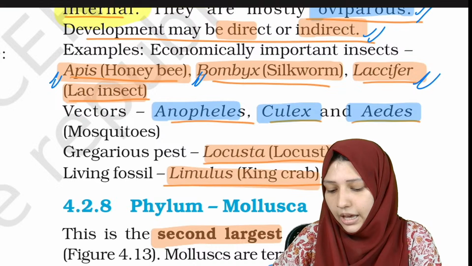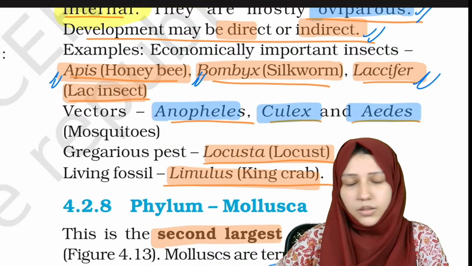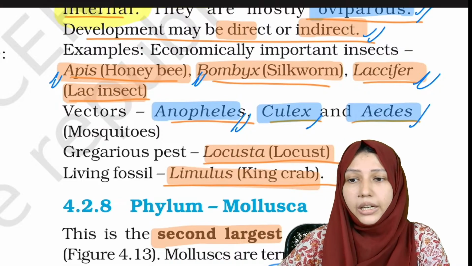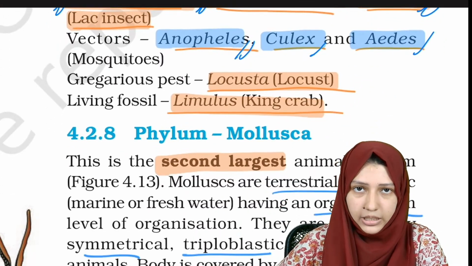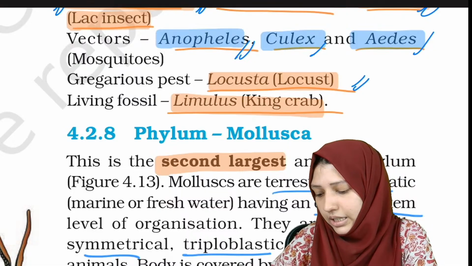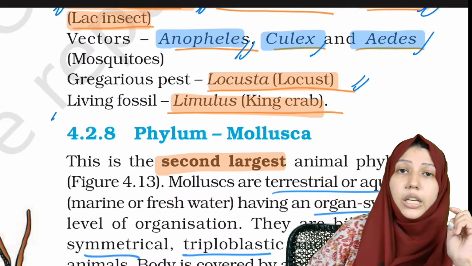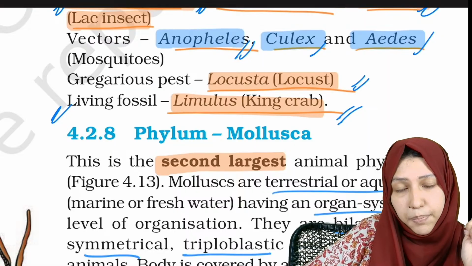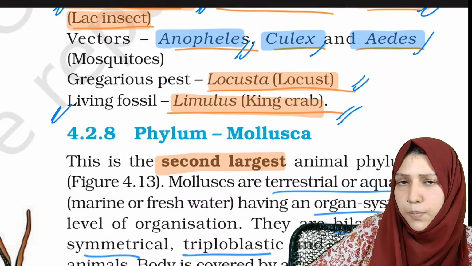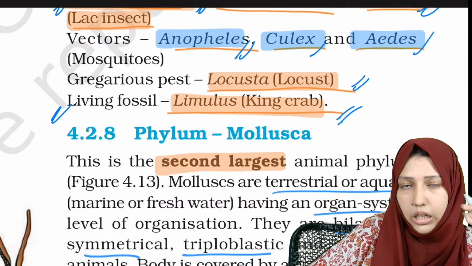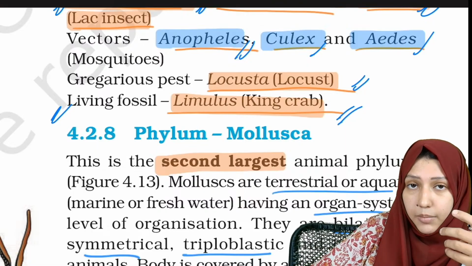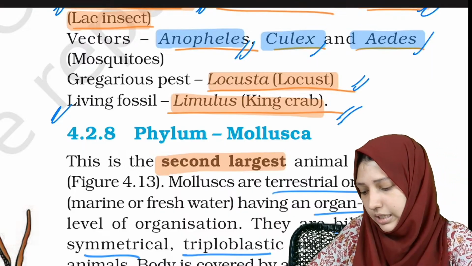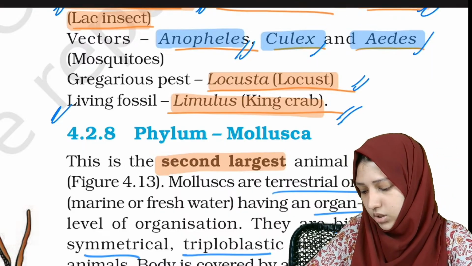Vectors: Anopheles, Culex, Aedes. And what is the gregarious pest? Gregarious pest is Locusta, or locust. And the next one is living fossil. Living fossil is Limulus, or king crab. What was the living fossil of the plant kingdom? The living fossil of the plant kingdom was Ginkgo. The living fossil of the animal kingdom is Limulus, which is also known as king crab. Clear?